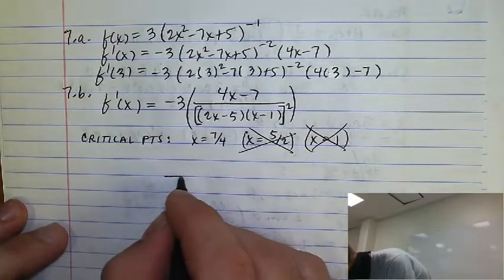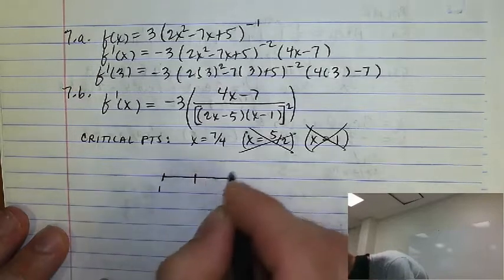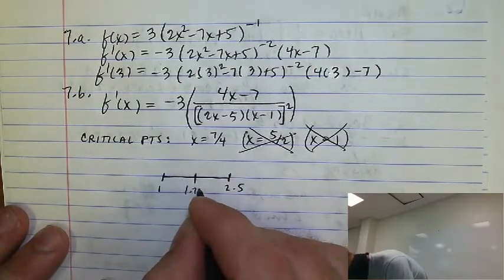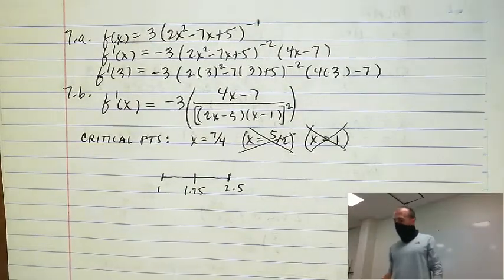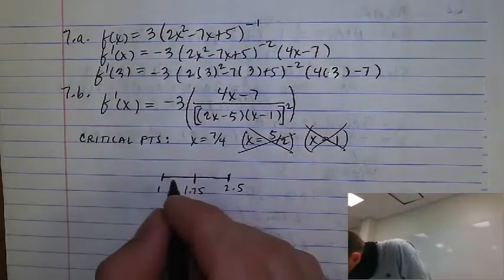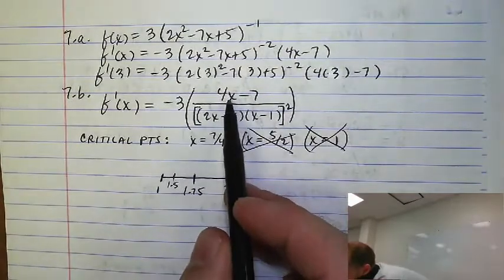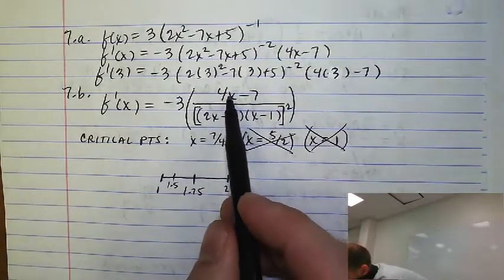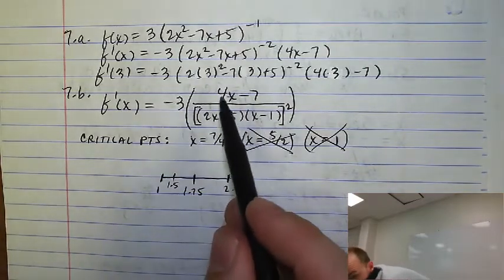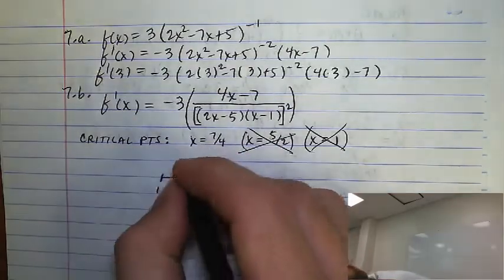Okay, so let's look at before and after 7/4. What is 7/4? That's like 1.75. Either way, what I'll do is just choose like 1.5 here. All right, 4 times 1.5 is 6. So 6 minus 7 is negative. This denominator has to be positive. So I've got negative, negative makes a positive, with positive, that is in total positive.